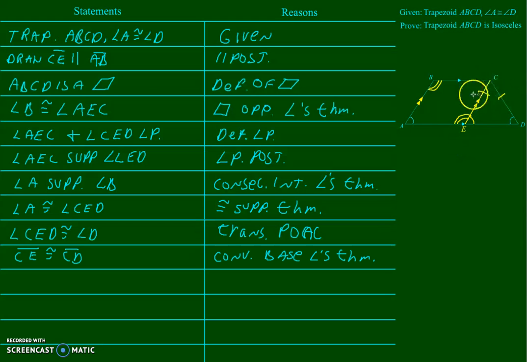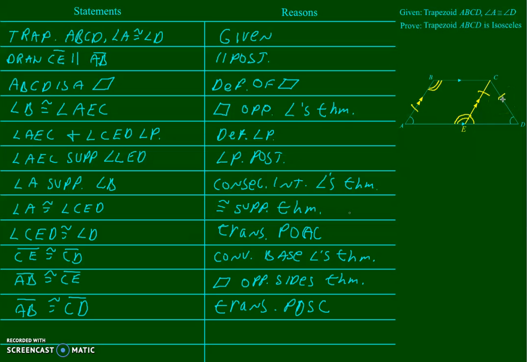We know that these two are congruent, and we know that this is congruent to this by the parallelogram opposite sides theorem. So then we're going to know that AB is congruent to CD by the transitive property of segment congruence. So we've stated AB is congruent to CD, AB to CE, and AB is congruent to CD by the transitive property. So AB congruent to CD.